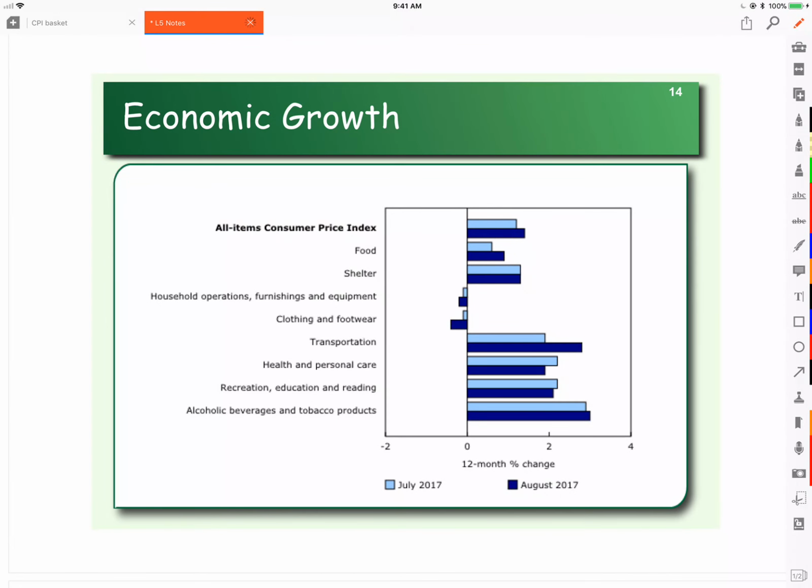Here we can see inflation by category. We can look at August 2017 and determine which goods and services have seen the most increase in prices. Transportation, gas prices have been up, as well as alcohol and tobacco products, primarily because a number of provinces have been adding taxes to those two areas.